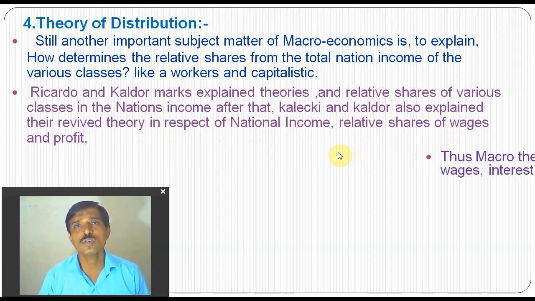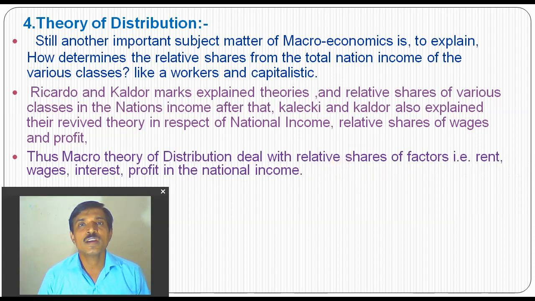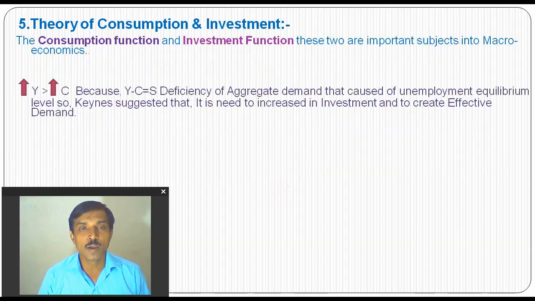Because unequal distribution of income creates the problems of inequality, poverty and unemployment, these are major issues studied in macroeconomics. Thus macroeconomic distribution deals with the relative shares of factors like rent, wages, interest and profit. Factors means land, workers, capital and entrepreneurs, whose shares are respectively rent, wages, interest and profit in the national income. So how the relative shares are distributed among the factors is the subject matter of macroeconomics.